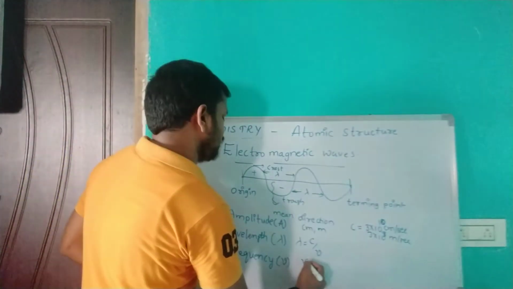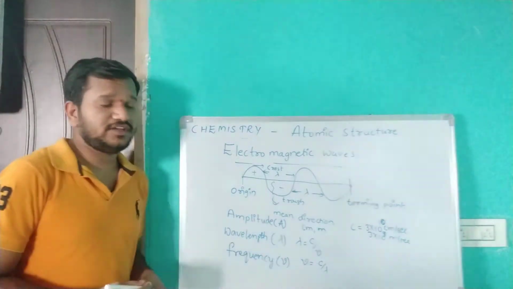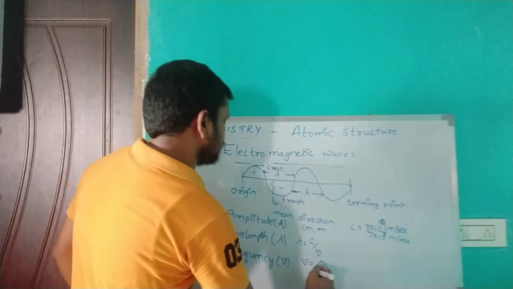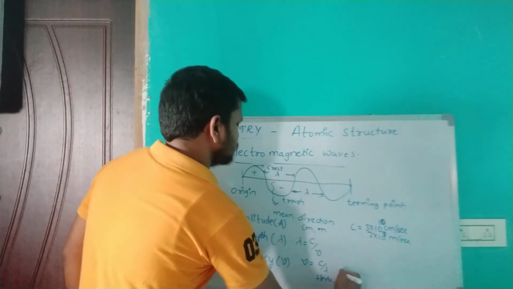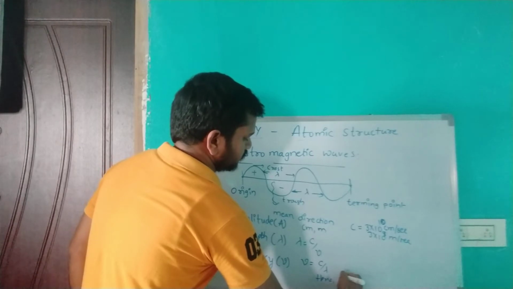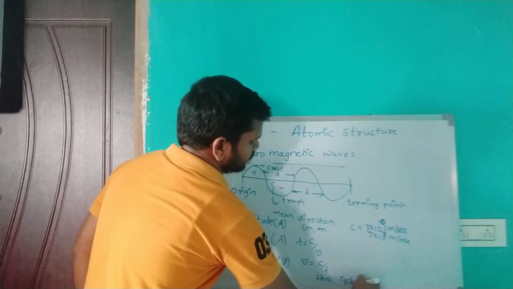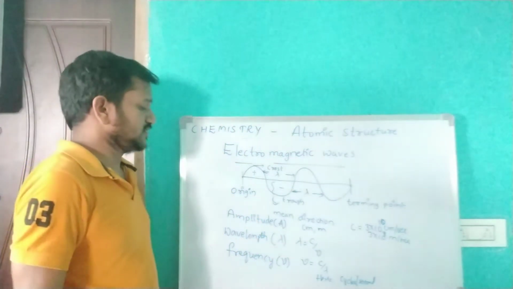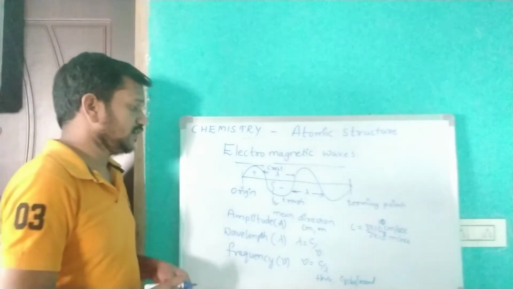So frequency nu is equal to c by lambda. The nu is measured in units hertz or cycle per second. Frequency is measured in the units hertz or cycle per second.